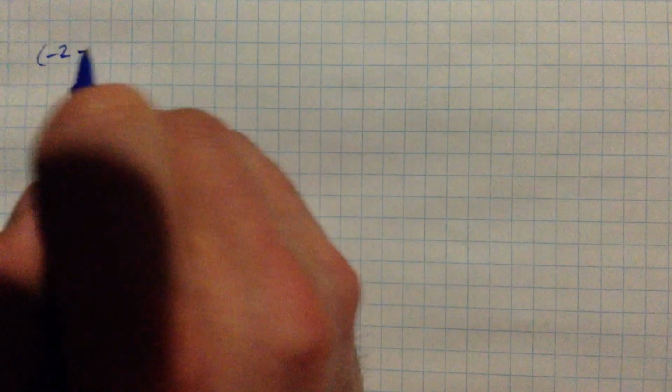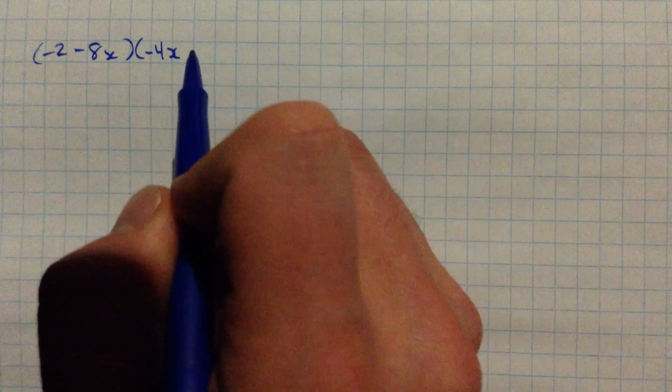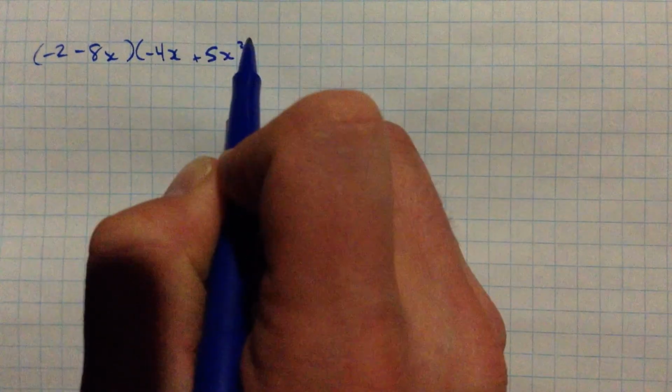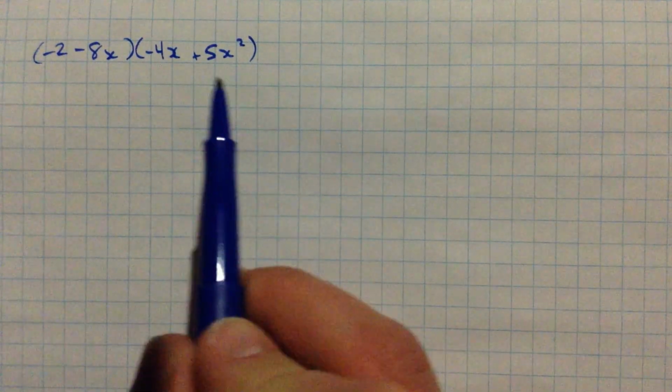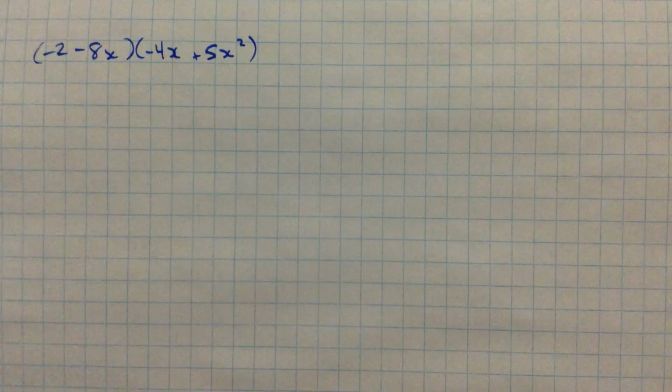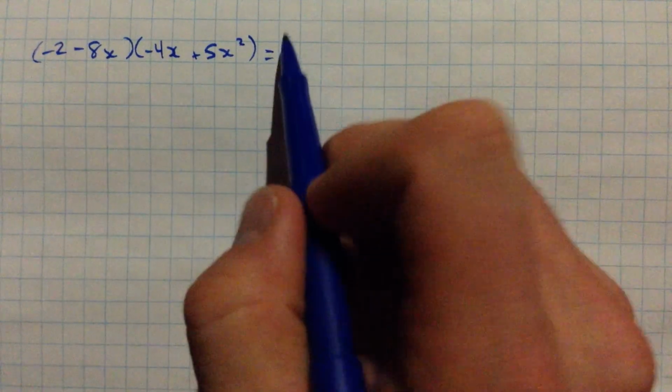Alright, we have negative 2 minus 8x, negative 4x plus 5x squared. Now this is not quite the same because I've got an x and an x squared. The process is still the same, but my answer is not going to be a nice quadratic the way the others were.